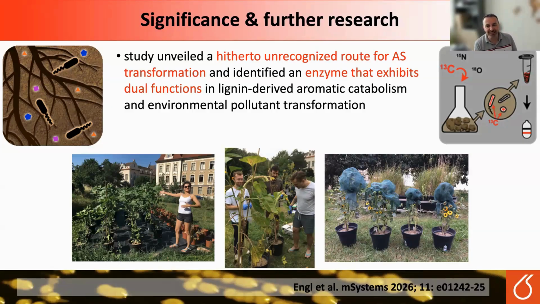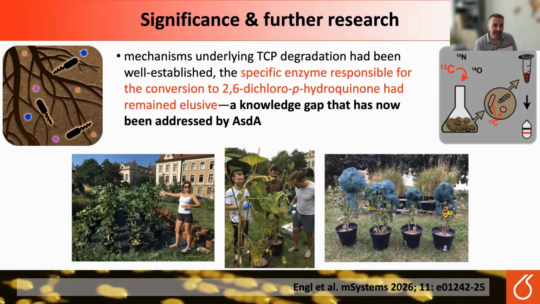So we basically identified an enzyme that exhibits dual activity in lignin-derived aromatic catabolism and also environmental pollutant transformation. As I already said, although the mechanisms underlying TCP degradation had been known, the specific enzyme responsible for the activity had been unknown until recently. That's pretty much the knowledge gap that has now been addressed by the existence of ASDA, the enzyme that we designated by this short name.